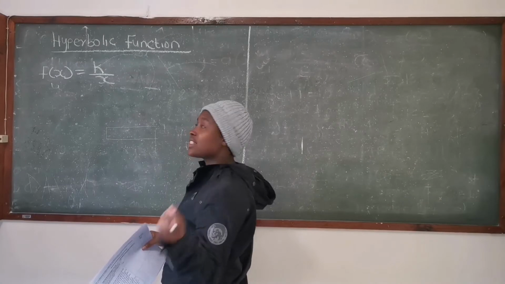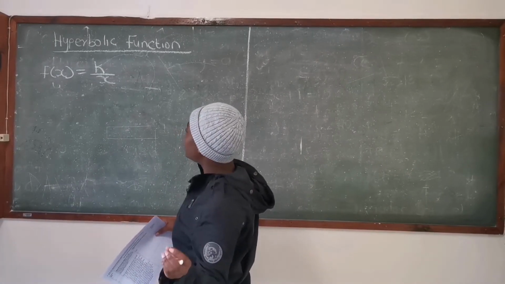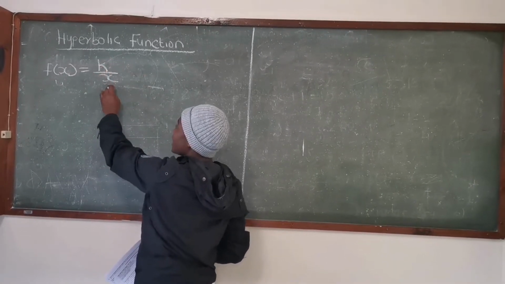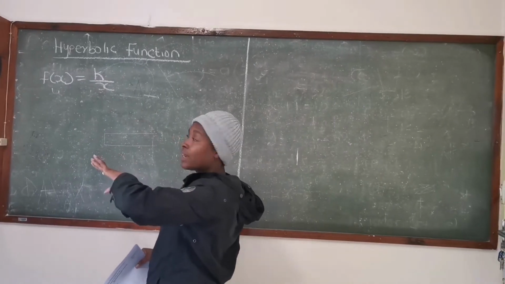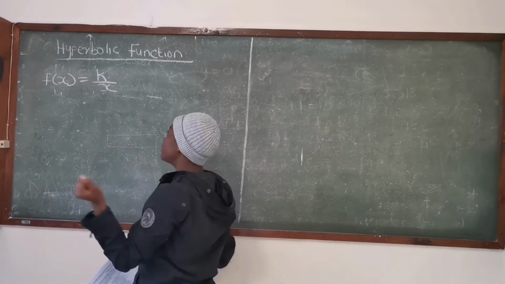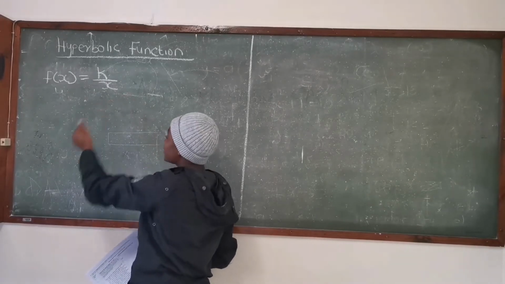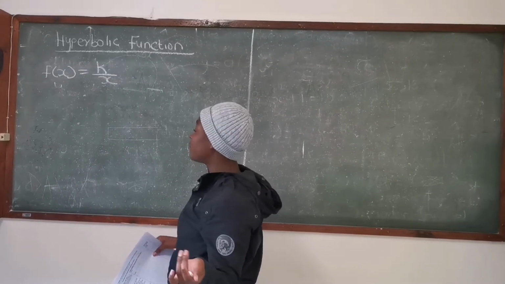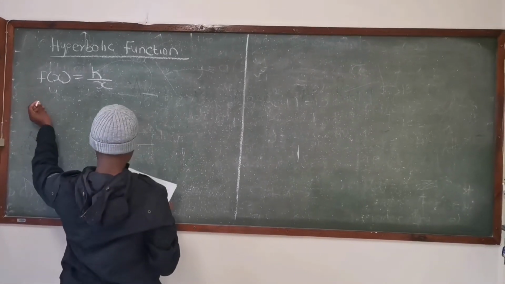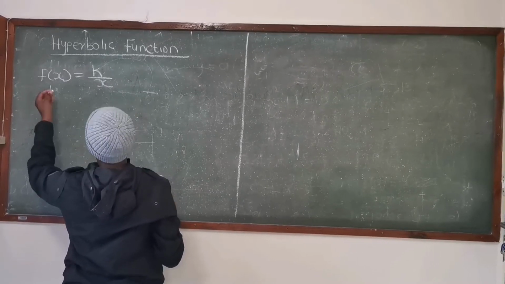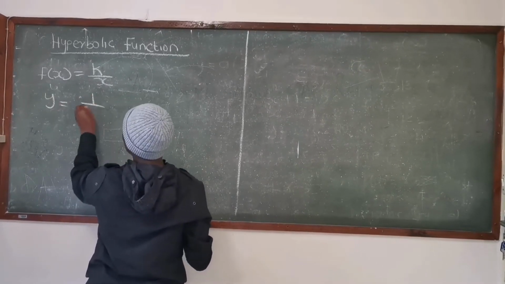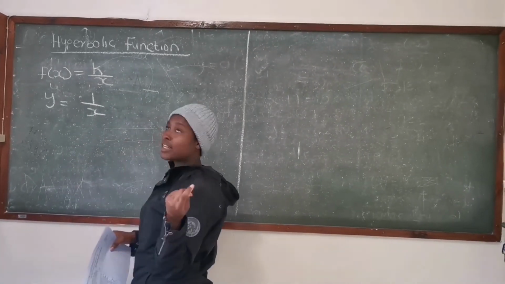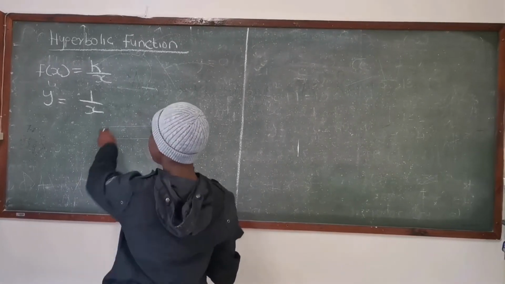So, in simple terms, I can say that a hyperbolic function is y is equal to k over x. This k can be any number, but we have our constant variables which are y and x. Right now I'm going to try to sketch the simplest hyperbolic function, which is y is equal to 1 over x. This is the simplest actually. So I'm just going to show you how to sketch a hyperbolic function using this function.